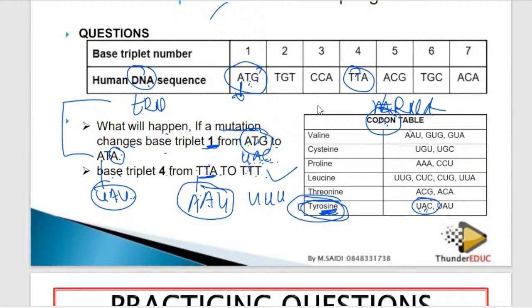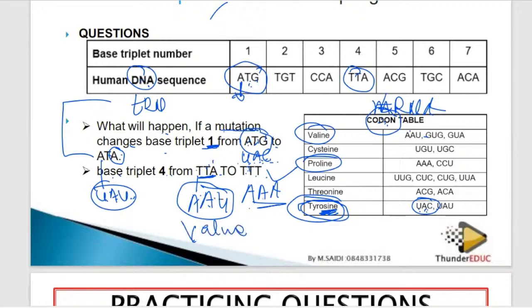But what does this code for? AAU is valine. What about UUU? Is it valine? No. Where is it? No, it's not UU. What am I doing? It's AAA, because T goes with A, T goes with A. So it's AAA. So what am I looking for? AAA is proline. So it means that if you look here, this one codes for valine.